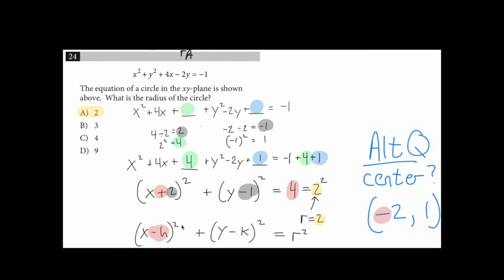The radius is defined as the square root of this number that's over here. r is the radius, so r squared is the number over here. Anyway, you take the square root of 4 and you get 2, and that's the radius, because 2 squared is 4.